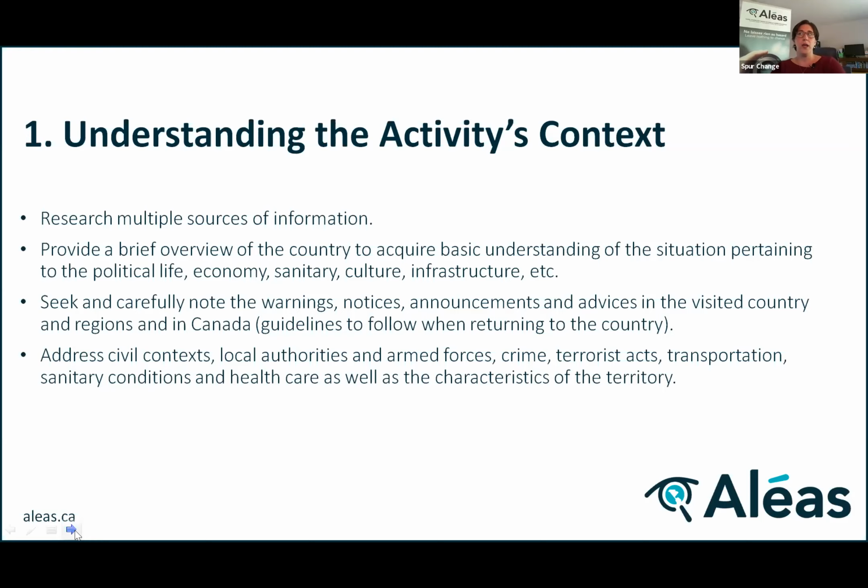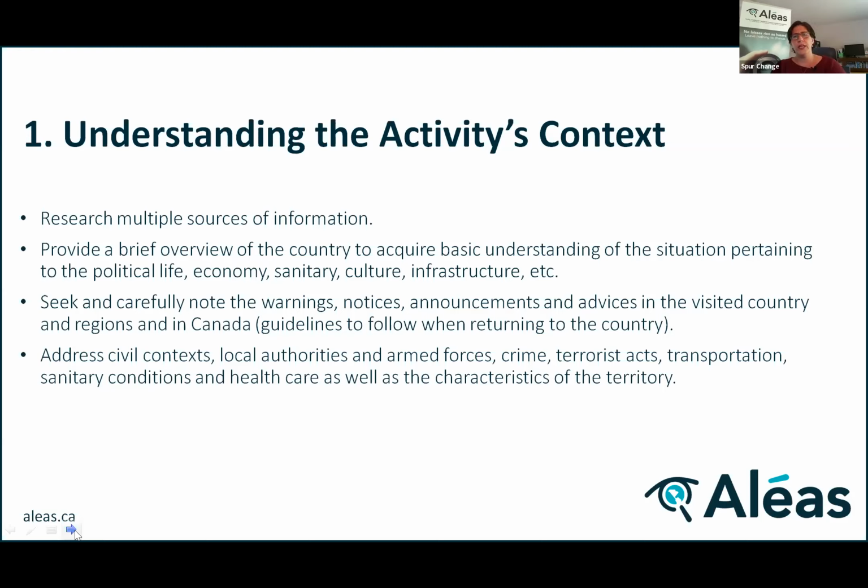So as an organization, you want to gain a basic understanding of the situation with regards to the economy, the culture, political life, etc. You need to be able to not only understand it as an organization, but it should be written in a way that your travelers, whenever this activity is going to be authorized, can read that document and gain knowledge on those aspects.